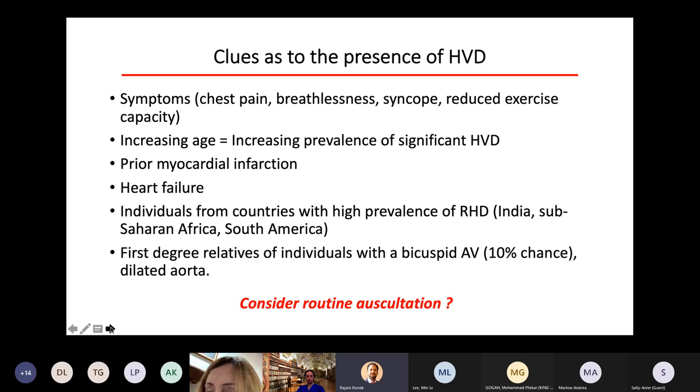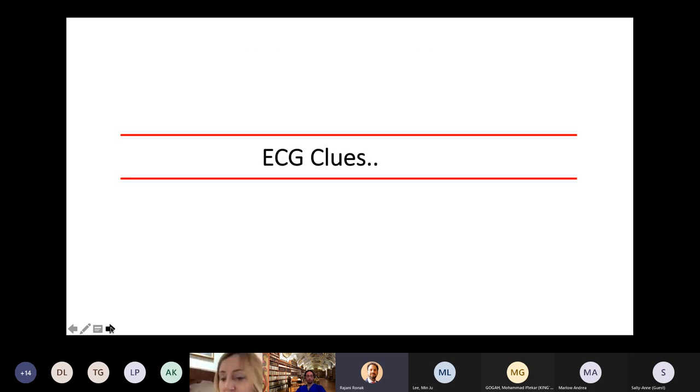Now, auscultation undoubtedly has a role, but it's also dependent on the pre-auscultation likelihood of an individual having cardiovascular disease. So if you have a patient who has symptoms, increasing age, prior cardiovascular history and heart failure, then auscultation is likely to have a higher diagnostic yield.